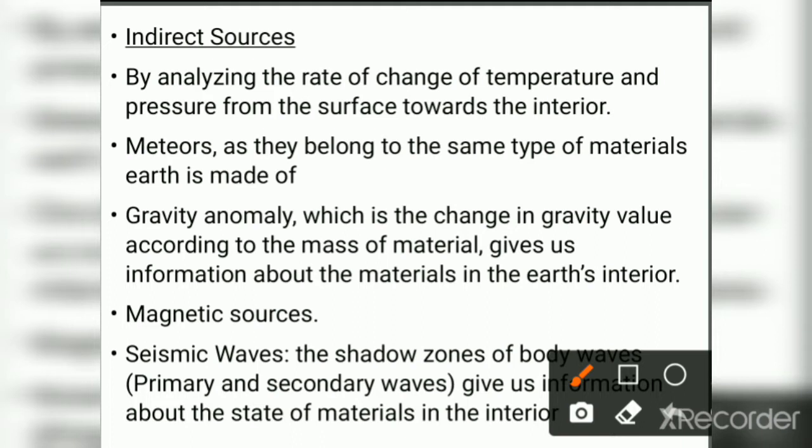Then the indirect sources, by analyzing the rate of change of temperature and pressure from the surface towards the interior, there are some indirect sources. First one, meteors, as they belong to the same type of material Earth is made up of. Second one, gravity anomaly, which is change in the gravity value according to the mass of the material, gives us information about the materials in the Earth's interior. Then magnetic sources, then the most important one, seismic waves. The shadow zones of the body waves, both primary and secondary waves, give us information about the state of material of the interior portion.